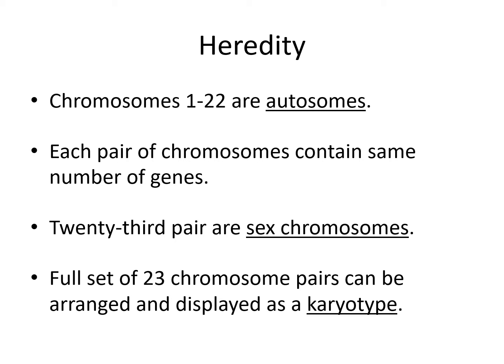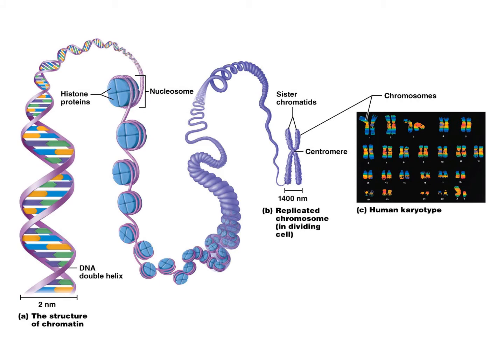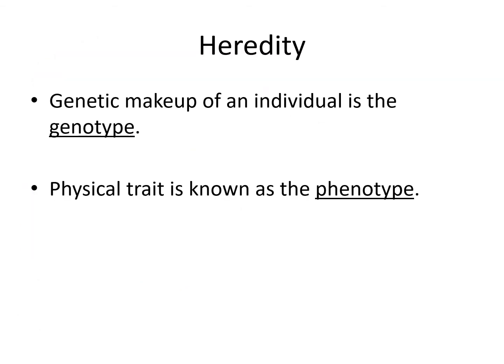And you can set up the full set of the 23 chromosome pairs in a picture and display it in what's called a karyotype. So right here on the right is a karyotype. Okay, and you can see all 23 pairs of chromosomes, and very tiny, but it's sort of X and Y. I think I have a larger picture of the X and Y, and each pair of homologous chromosomes have the same genes located in the same place.